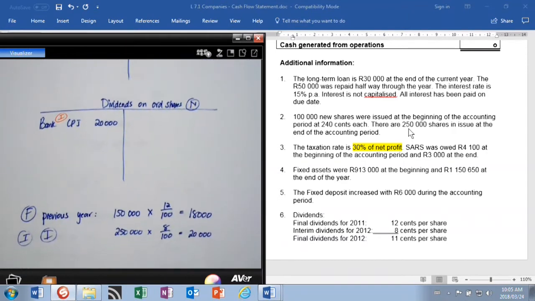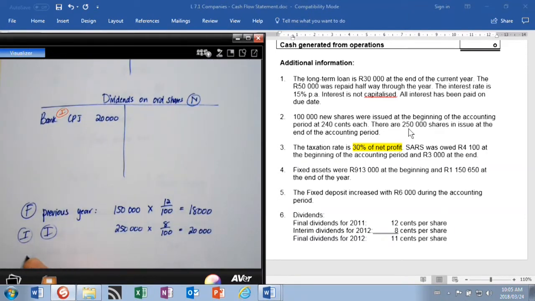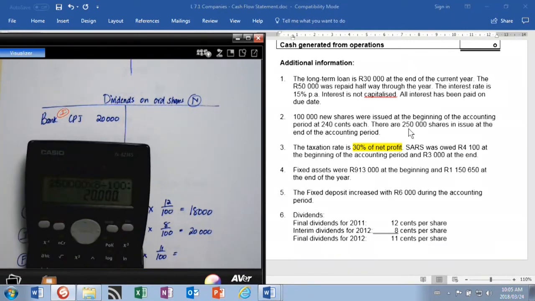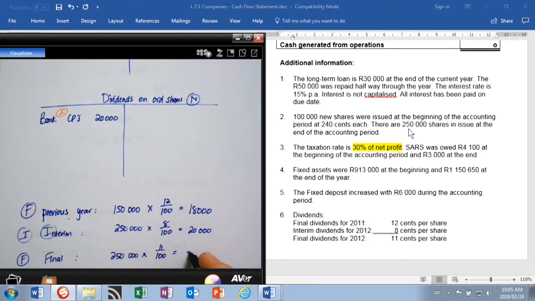Then the final dividend for this year. The final dividend for this year is again 250,000 times 11 cents per share, and that gives us 27,500.